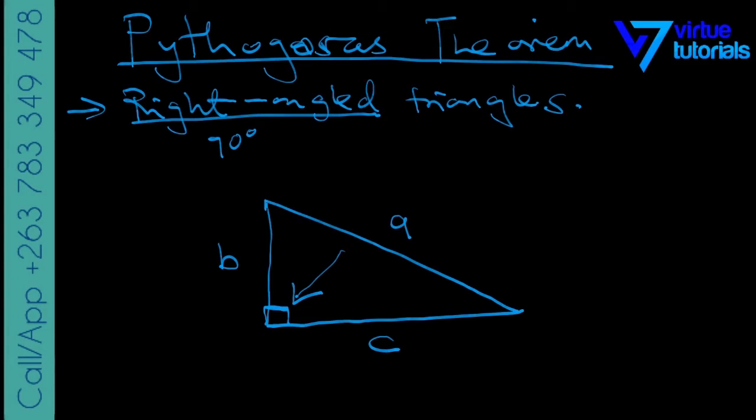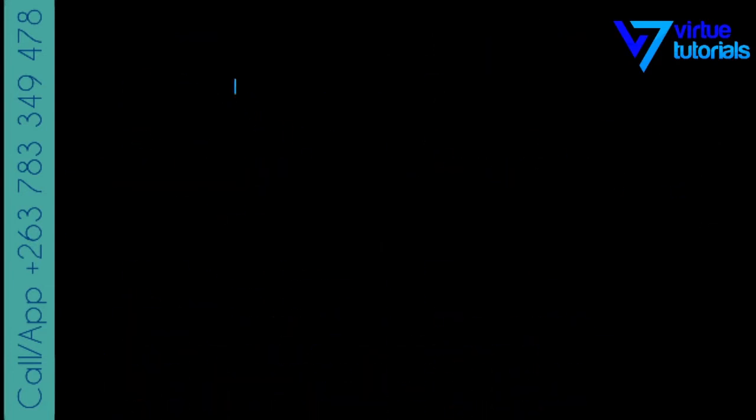So what does Pythagoras theorem or Pythagoras rule state? Pythagoras theorem states that A squared is equal to B squared plus C squared. This simply means the longest side squared is equal to the two shorter sides squared and added together. So let's see how we can make use of such a rule by looking at an example.